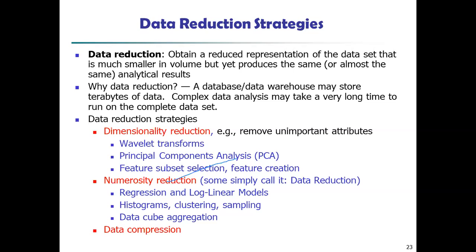Here we use three methods for removing the unimportant attributes. First is wavelet transforms, the second is principal component analysis, that is PCA, and the third is feature subset selection and feature creation. These are the three methods we use for dimensionality reduction.